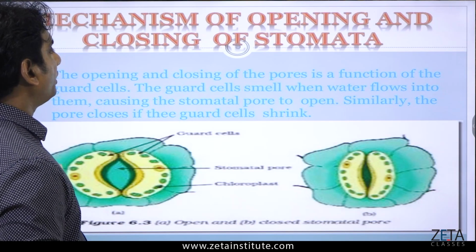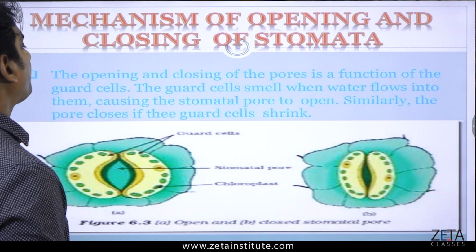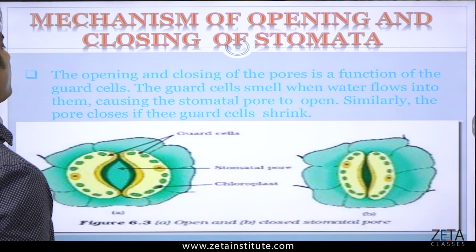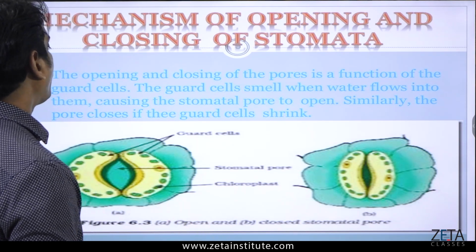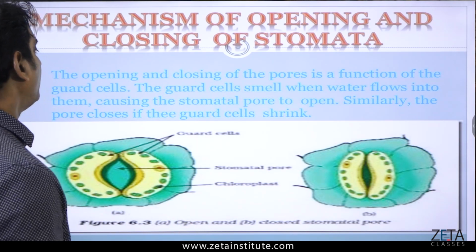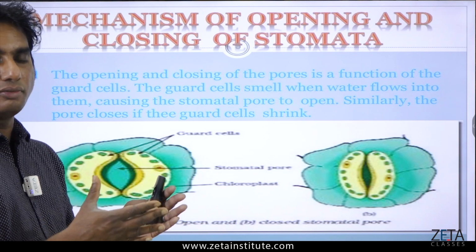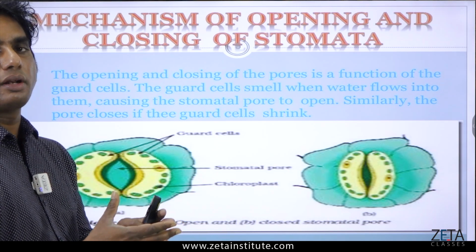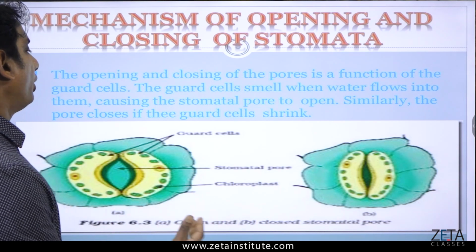So this opening and closing is a function of guard cells. The guard cells swell when water flows into them, causing the stomatal pore to open. Similarly, the pore closes if these guard cells shrink. When they shrink and become flaccid, we call it flaccidity, when the water leaves. And when water comes in, it swells up. Both phenomena are important.